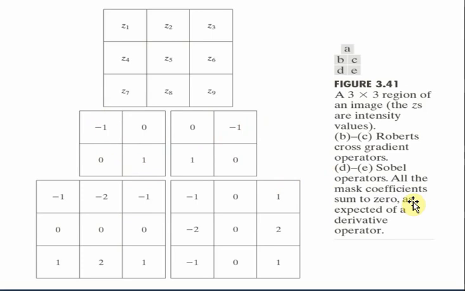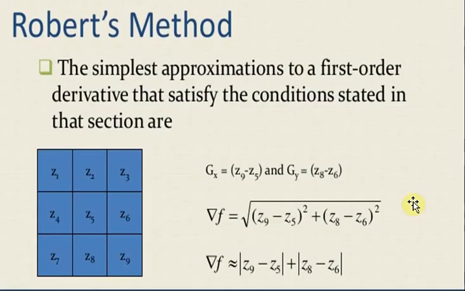See this example, you can understand that clearly. Now see this. What is the del f here? Based on the gx and gy, you should find that out. This is the particular image. Here gx is nothing but z9 minus z5, and gy is nothing but z8 minus z6. This is the cross gradient operation. So one is the gx, that is z9 minus z5 according to Roberts, and another one is z8 minus z6.